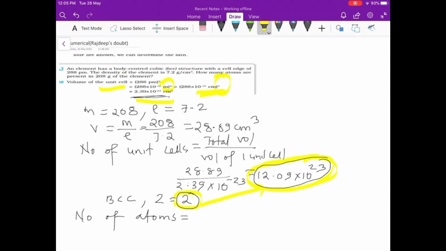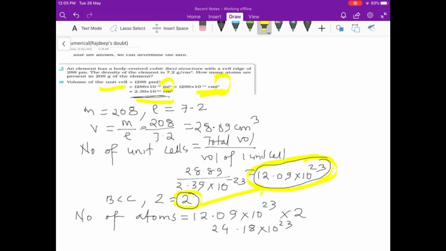So this is the total number of unit cells. If you want to calculate, the total number will be equal to 12.09 into 10 to the power 23. This is the total number of unit cells, and in one unit cell 2 atoms are there, so multiply this with 2. That is what is going to give you 24.18 into 10 to the power 23 atoms present.